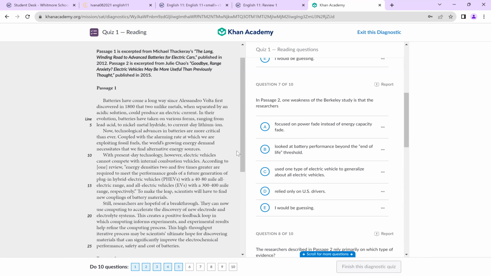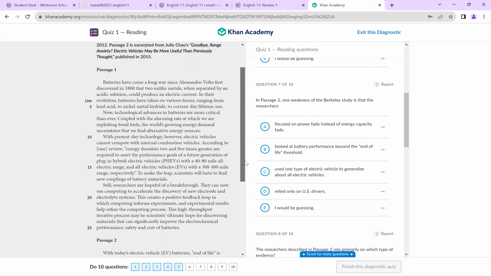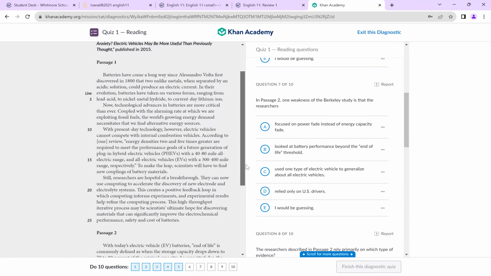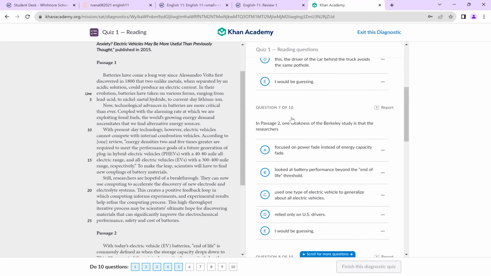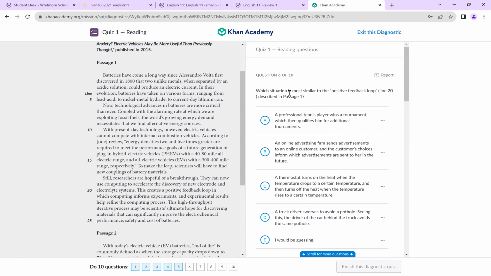Okay, I read it. You read both of them? Yeah. Okay, so I suggest we go to passage 2. Well, you actually read both of them. Okay. What is meant by a positive feedback loop? Do you have any idea what that means?